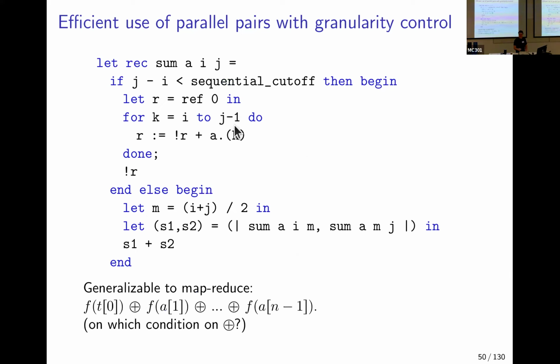And of course, you don't have to do sums, but in general you have a map reduce with a condition of plus associativity.